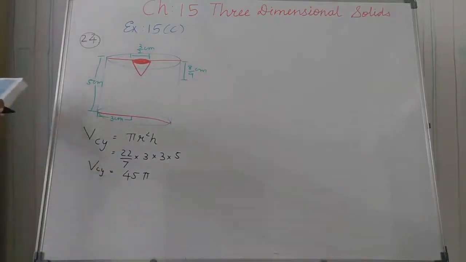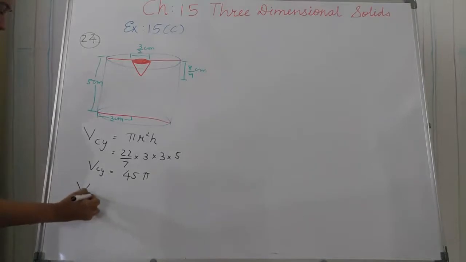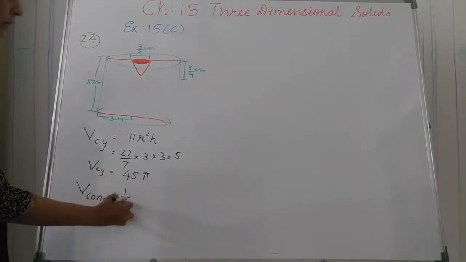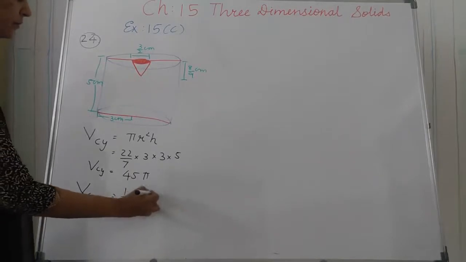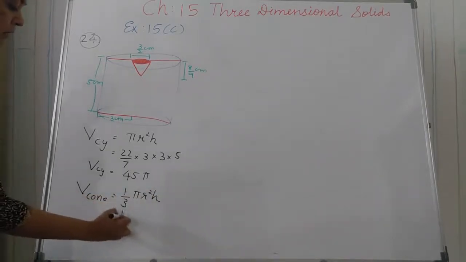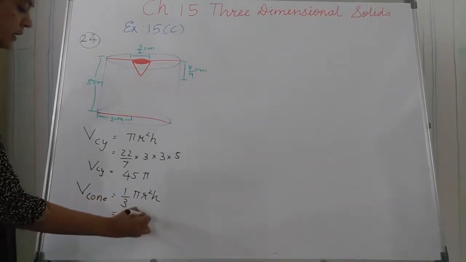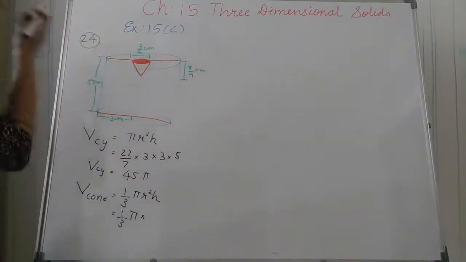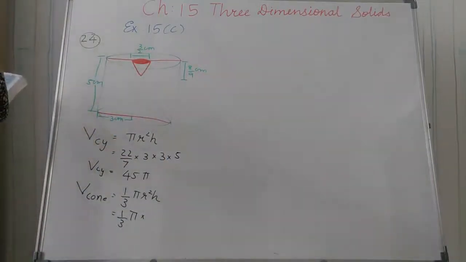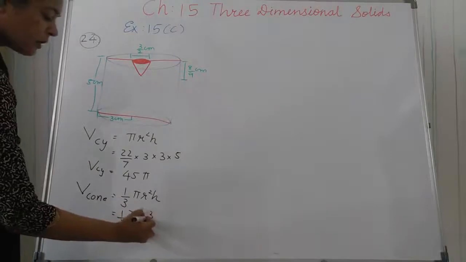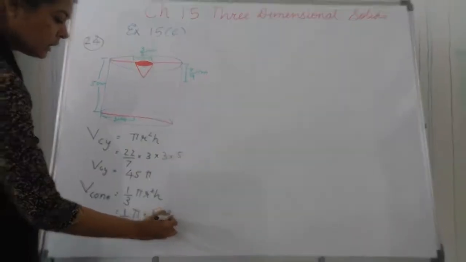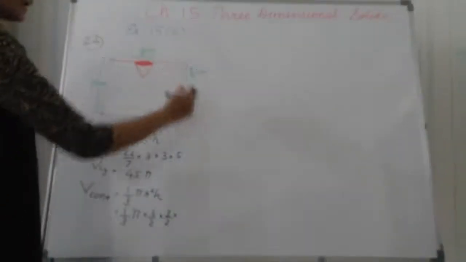Now secondly, we need to find volume of cone also. So volume of cone here which is again 1 by 3 pi r square h. So 1 by 3 as it is. I put pi also as it is right now. Radius is 3 by 2. So radius 3 by 2 keeping, and height here 8 by 9.